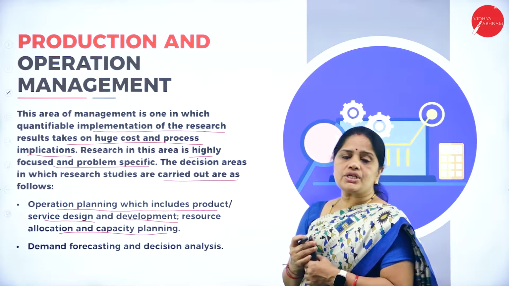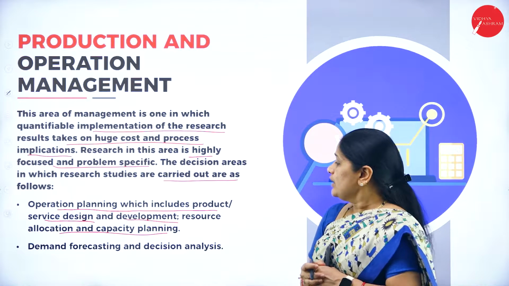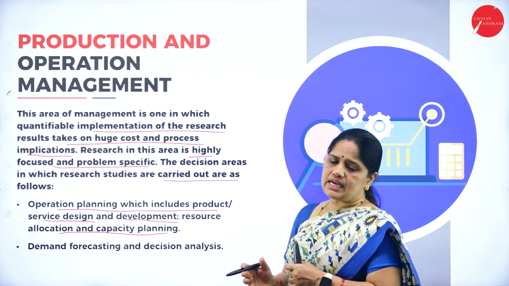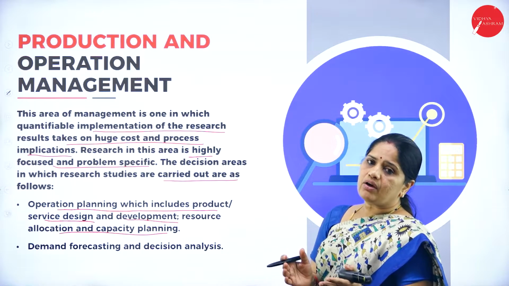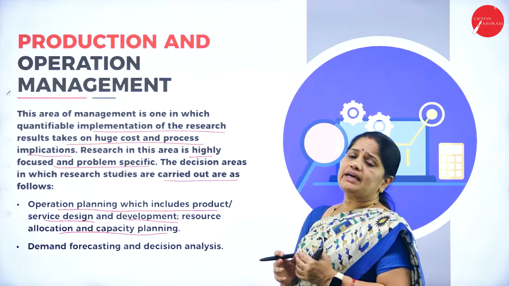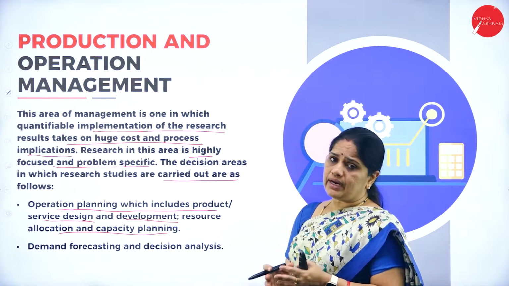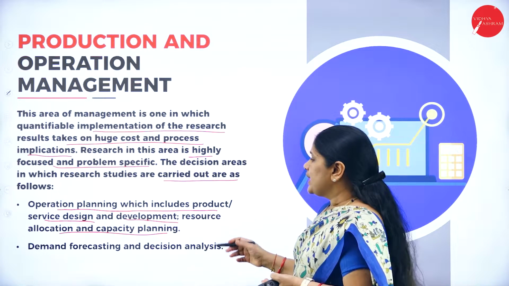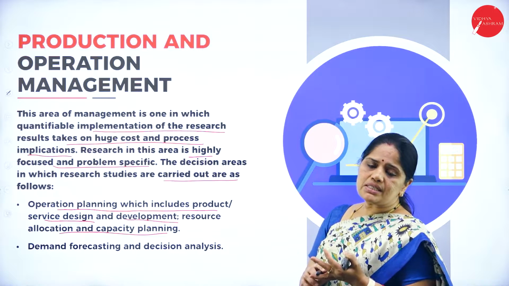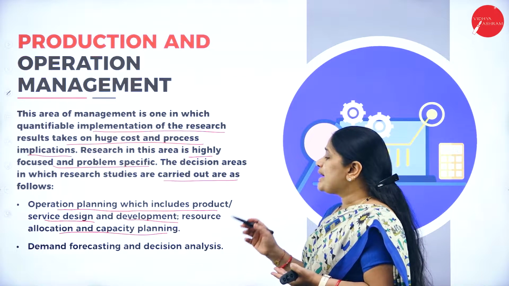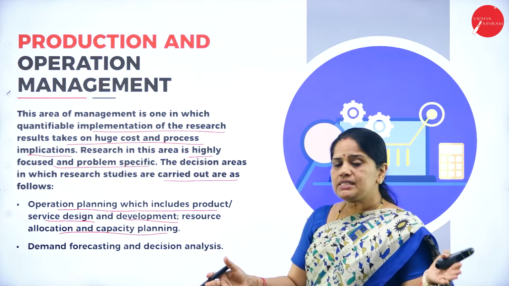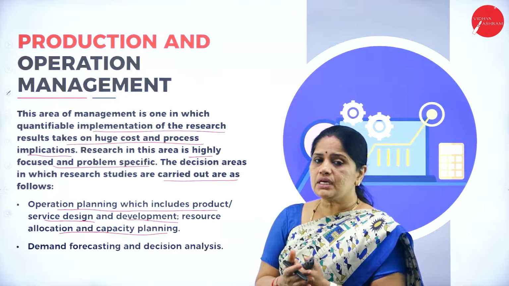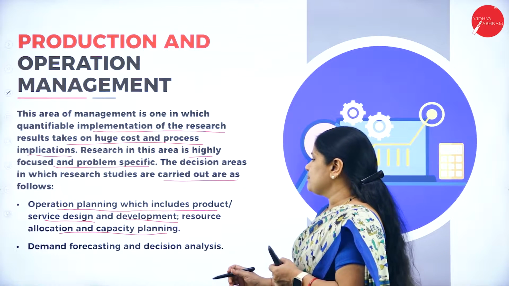So, in this production and operation management research, there will be research relating to the product or the service design. Whatever product is being offered, a lot of research will be going on relating to the product, the service also, and development of the product also. Then resource allocation. So, what is the kind of resource needed? And capacity planning. So, what is the capacity of that particular plant? What capacity can it produce the goods? So, that will be the capacity planning.